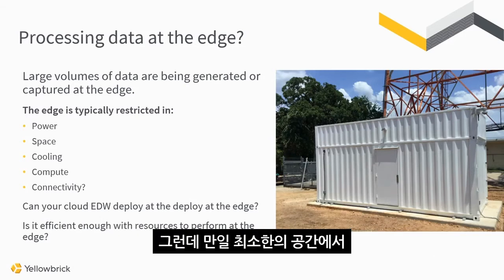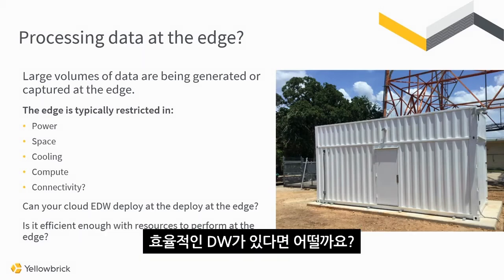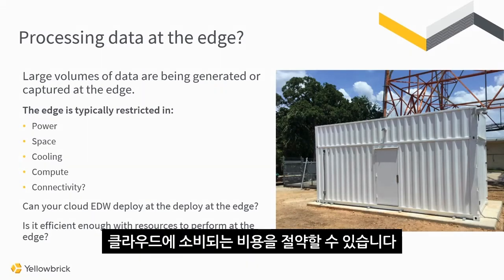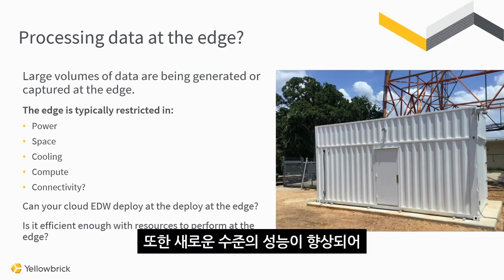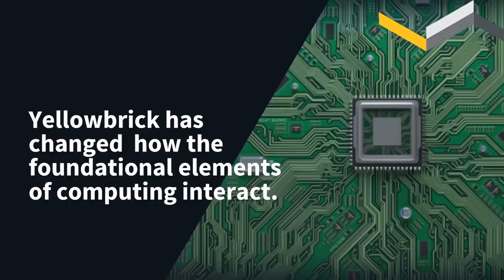But what if a data warehouse was so efficient it could easily process tens or even hundreds of terabytes of data at the edge with a minimal footprint? If you think about that kind of resource efficiency, it could also be applied to saving you money in the cloud by not using as many resources per query. That efficiency could also drive new levels of performance so that you could solve problems that you couldn't solve before.